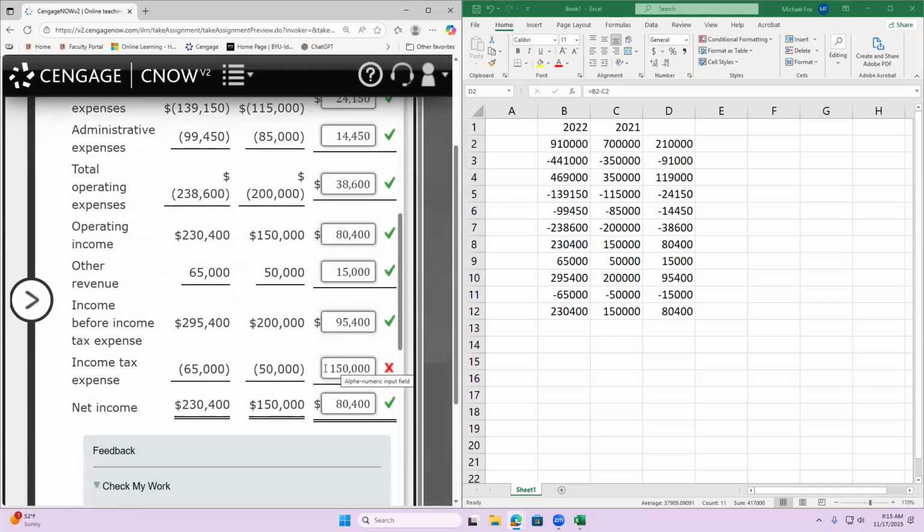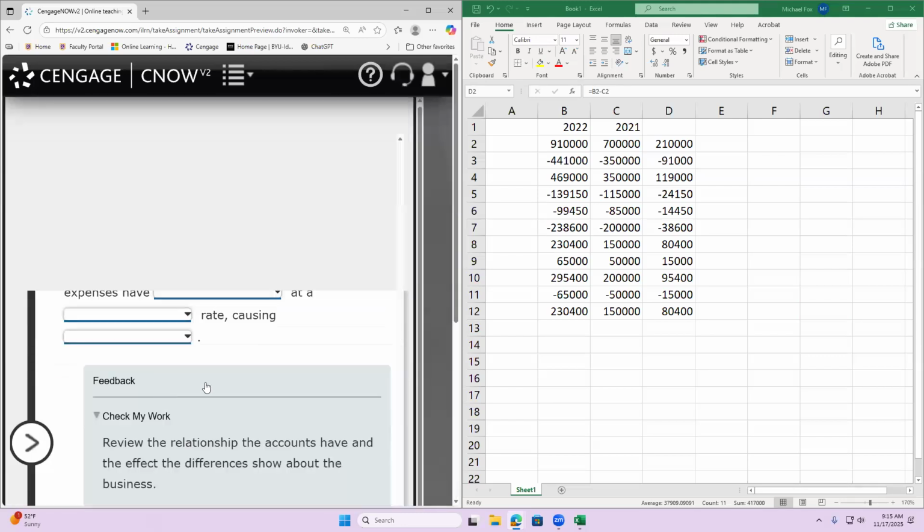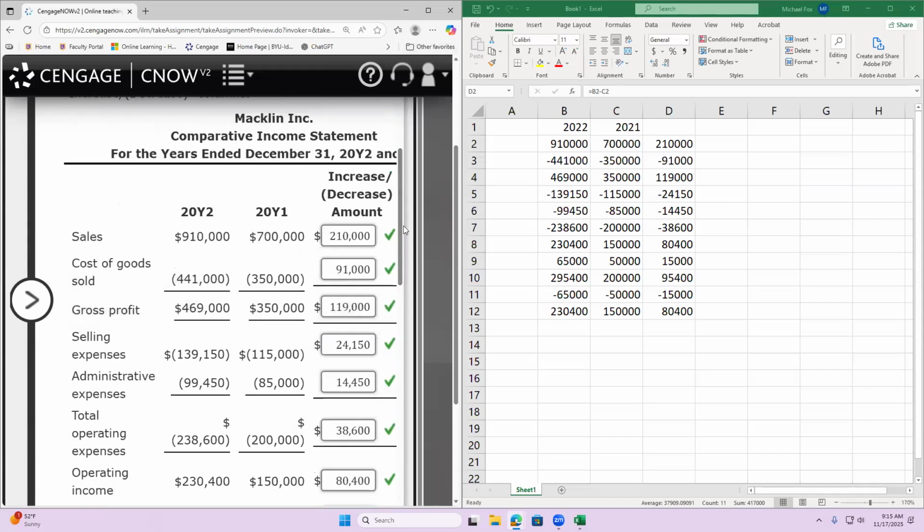Okay, it doesn't like that one either. Oh, that's because I just put that in wrong. Put an extra zero. All right, so there we go. Excel made that job a lot easier, except for this issue with the negatives. And that's because Cengage is dumb, which I know that you guys are already aware of.